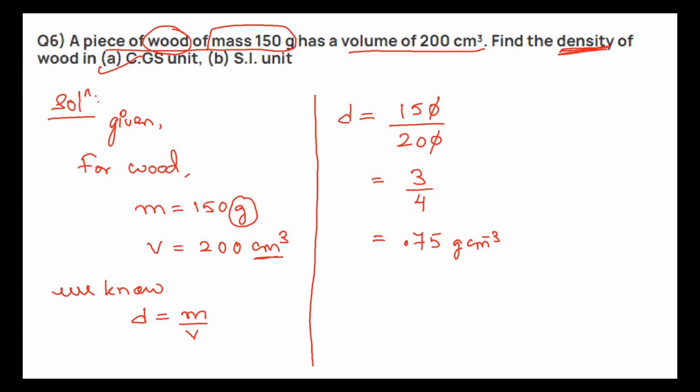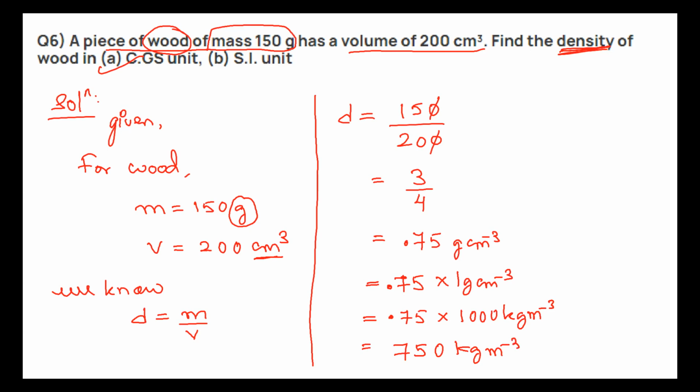Now, if you want to convert this into SI unit, you can simply write it as 0.75 into 1 gram per centimeter cube. And we know that 1 gram per centimeter cube is actually how much? 1000 kg per meter cube. So just multiply this, the decimal place will shift. This will become 750 kg per meter cube. What could be easier than this, brother, tell me? Done. Fine. 3 minutes left.